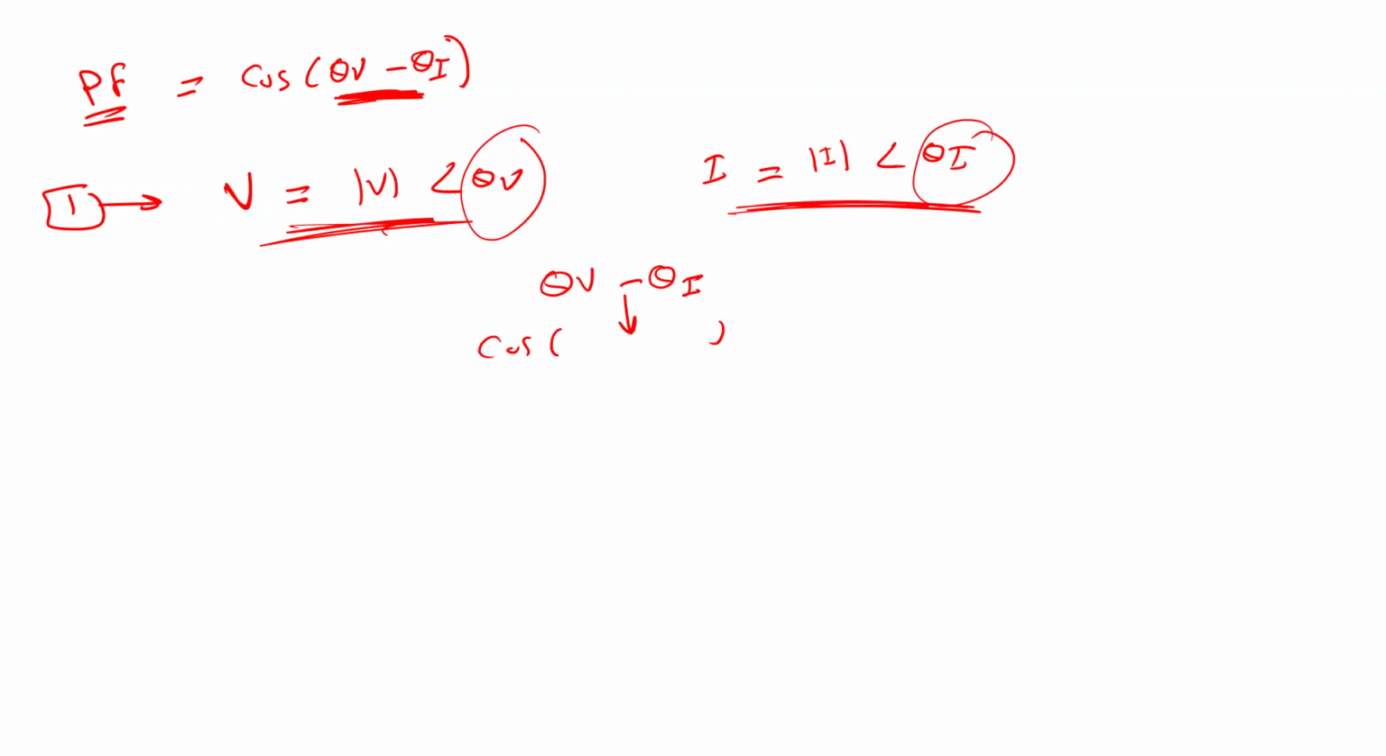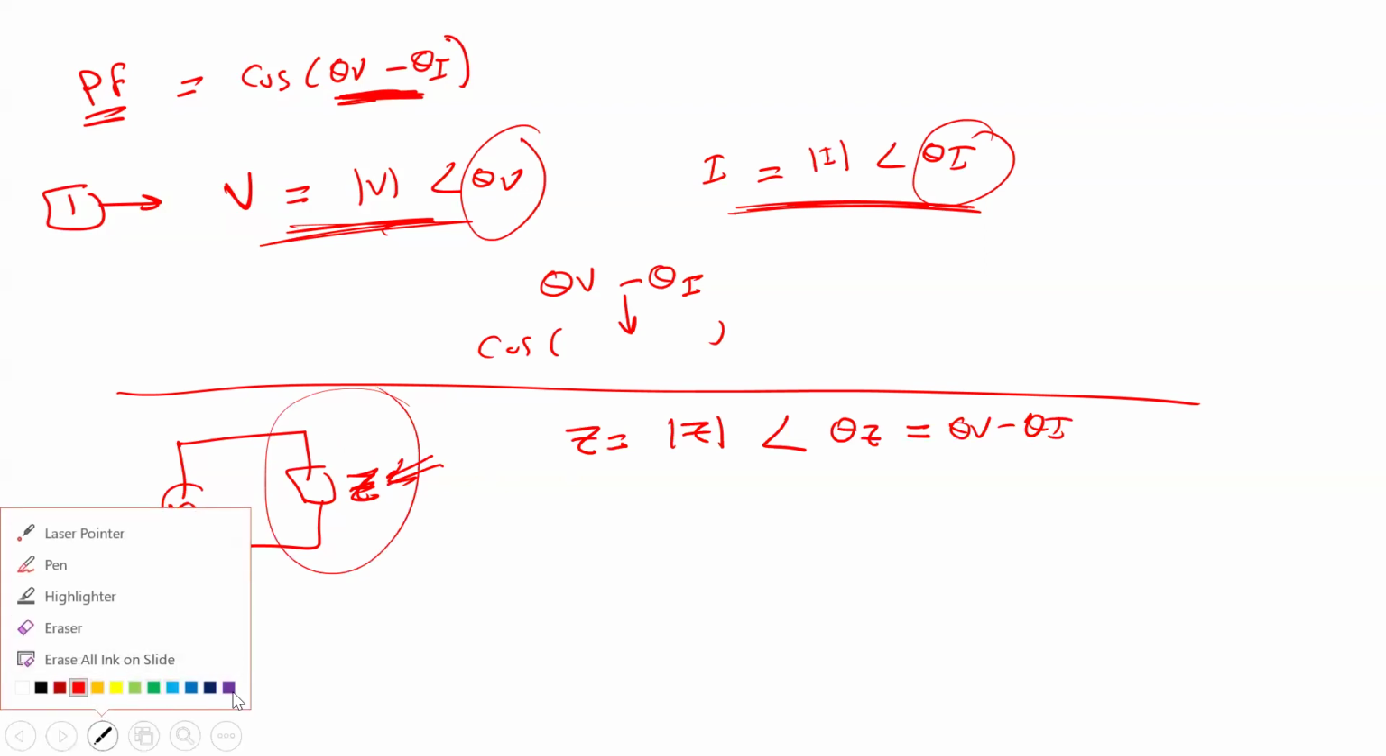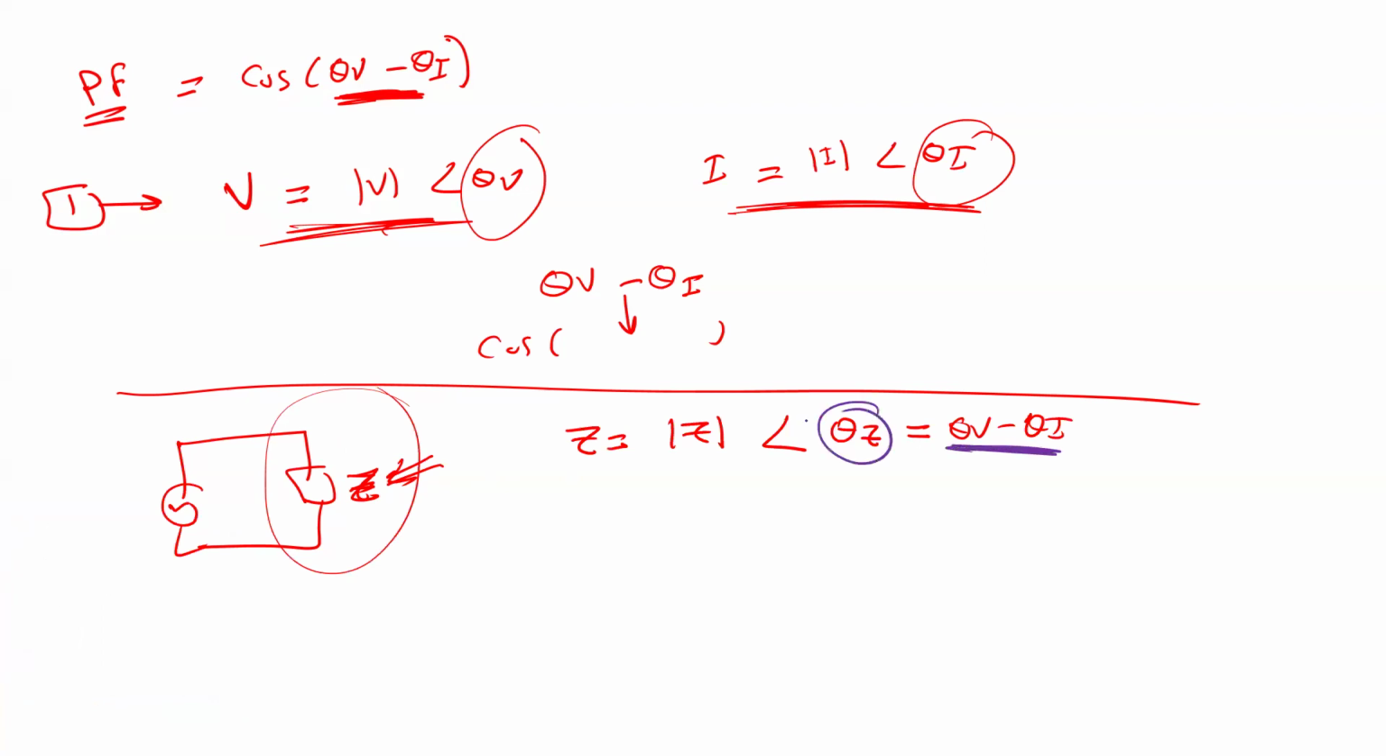There may be easier ways than this one. If I have a voltage here and a load Z, and I know Z, then Z should equal the magnitude of Z with angle theta Z, and theta Z should equal theta V minus theta I. So if I already have the load Z, it's easier for me to simply get the angle of the load, which is theta V minus theta I. I can take this angle, get the cosine of it, and this should be the power factor.